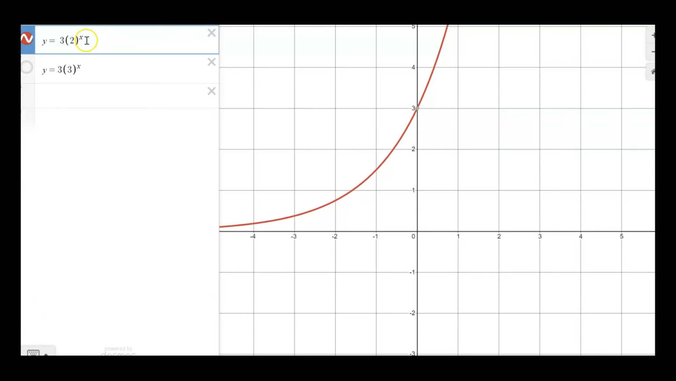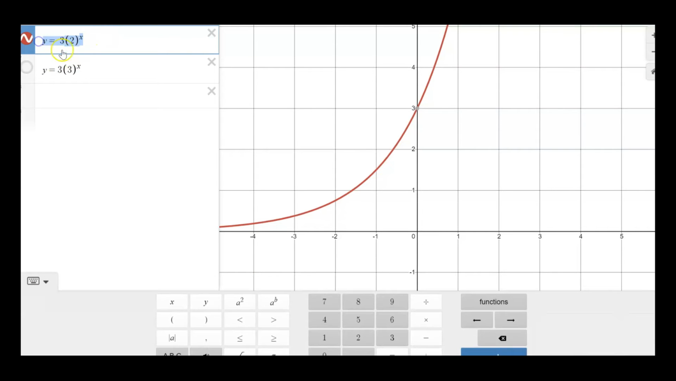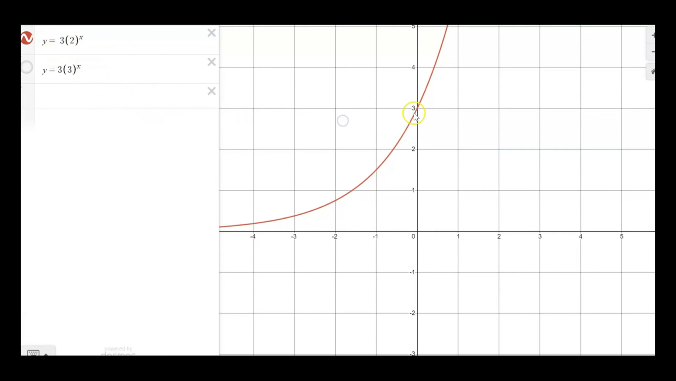Okay, so in this function, let's just look at this first one up here. y equals 3 times 2 to the x. Well, the functions we looked at earlier, this first number here, 3, is the initial amount. So what you'll notice is the initial amount, 3, matches up with the y-intercept. It crosses at where y equals 3.